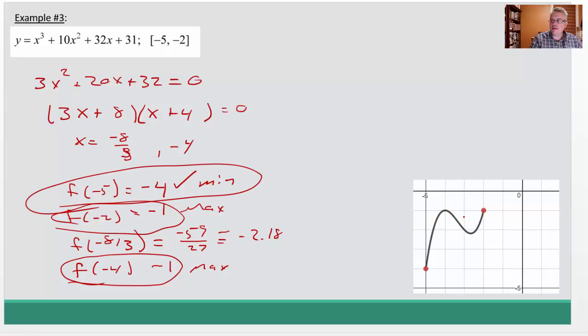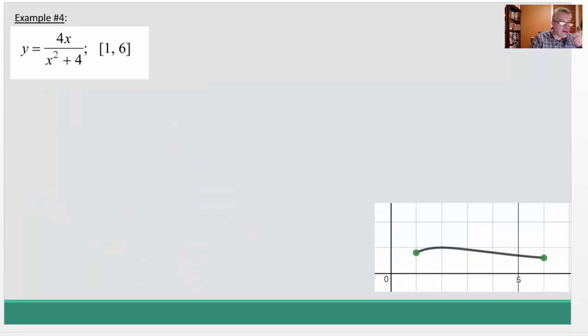Okay, so at -5, we're right here. Yeah, it was that endpoint. That's the absolute minimum. And sure enough, at -4 and -2, those are the absolute maximums. There's a tie there. Okay, we're ready for our last example.